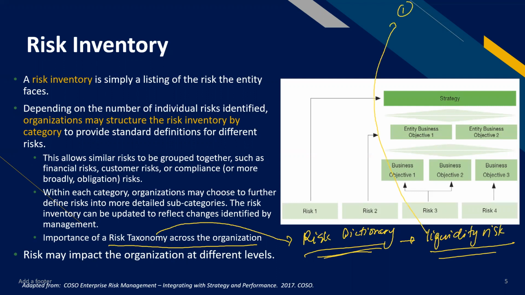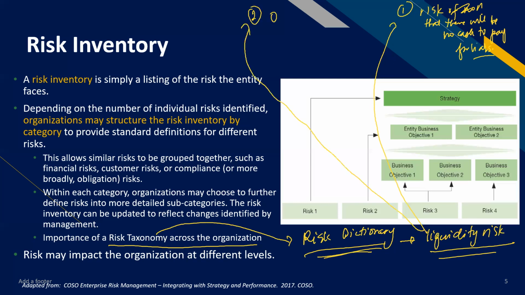One is the risk that there will be no cash to pay for liabilities, right? A company is illiquid if they don't have enough cash flows to pay for their short-term liabilities. So that is liquidity risk, right? But liquidity risk can also be interpreted as this one. If I own shares in a company and I cannot sell those shares, it's difficult to sell those shares in the market.